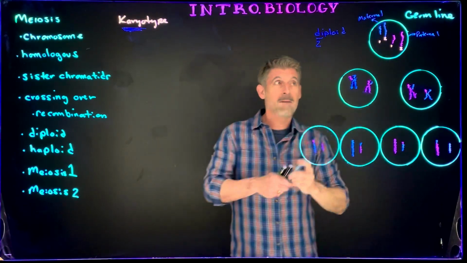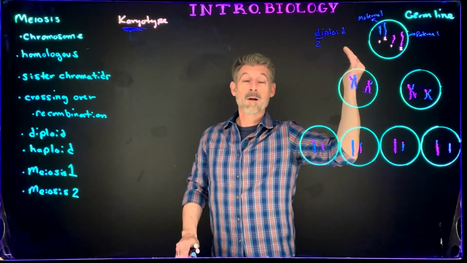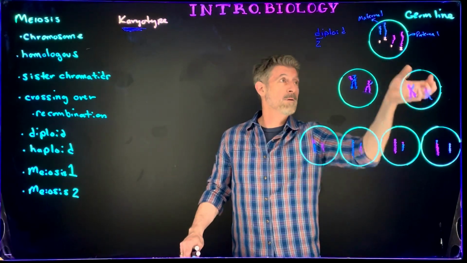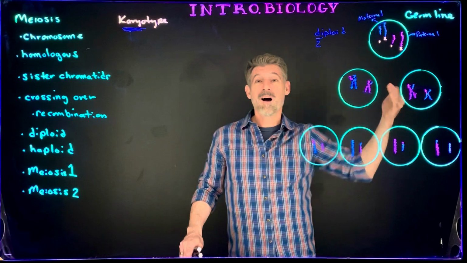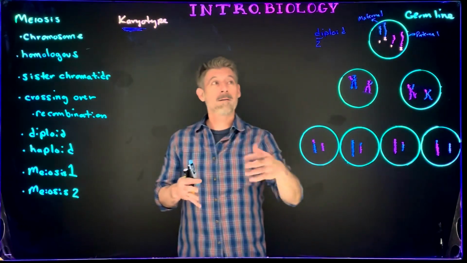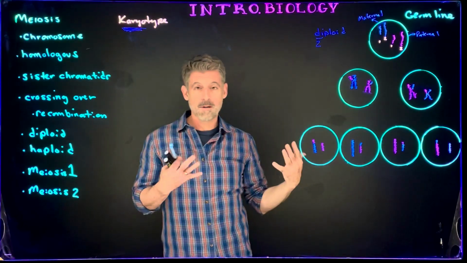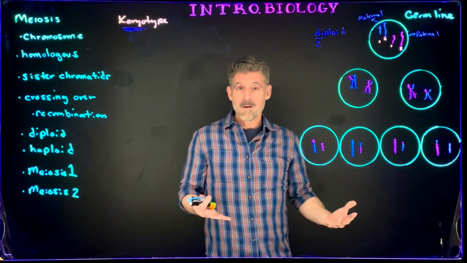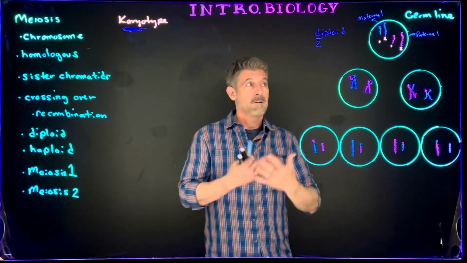Right? So the mother gave chromosome number 1 and chromosome number 2. The father gave chromosome number 1 and chromosome number 2. So you have one of each from each parent. That's why you have a diploid cell. So all of your cells in your whole body are like this. Okay? They're all like this.